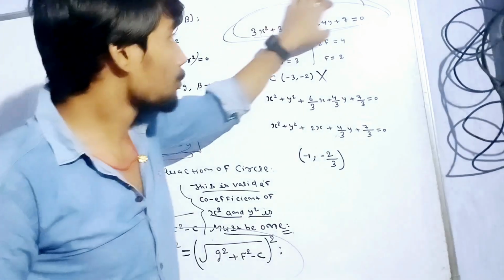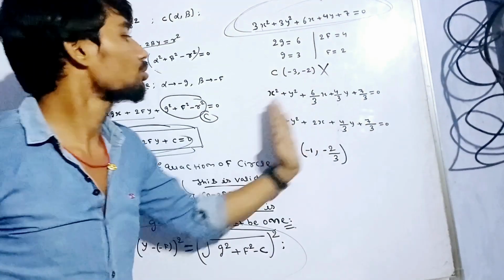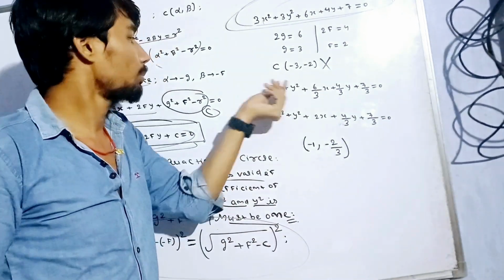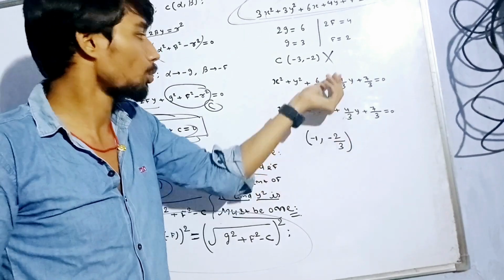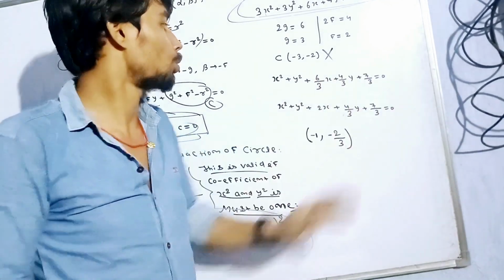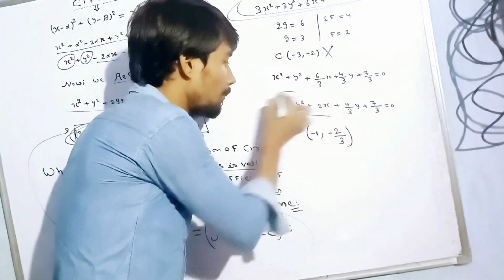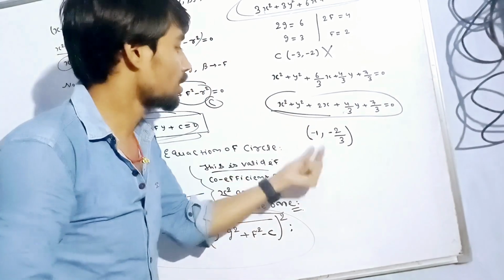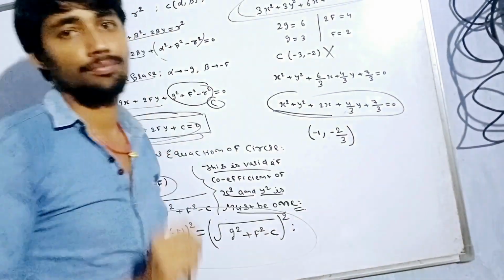To make the coefficient 1, we divide both sides by 3. You will get x square plus y square plus 6 by 3 into x plus 4 by 3 into y plus 7 by 3 is equal to 0. Now we get the center of the circle as (-1, -2/3).